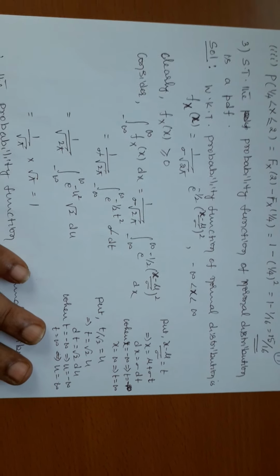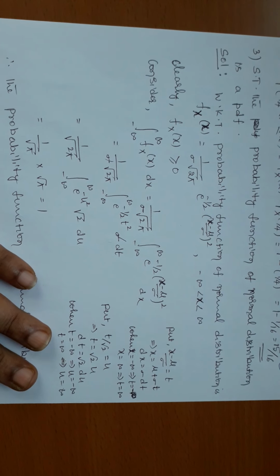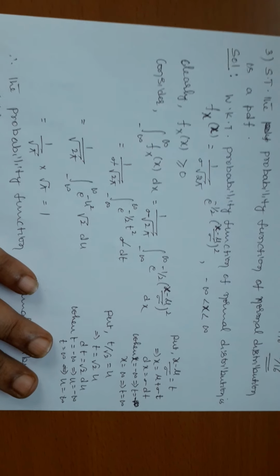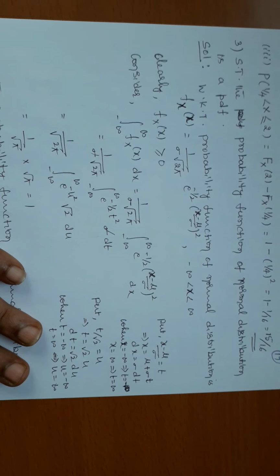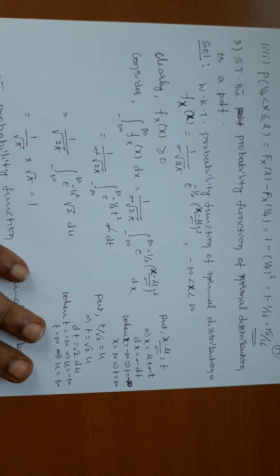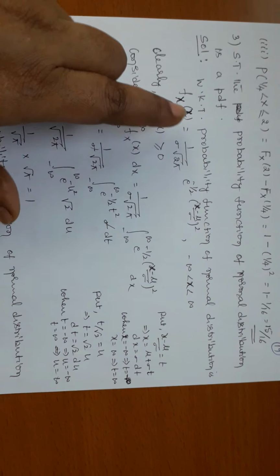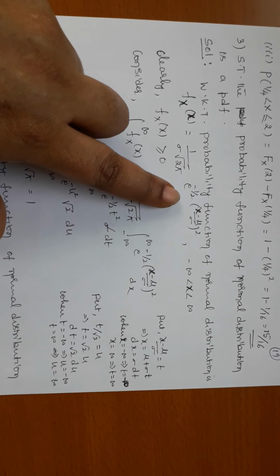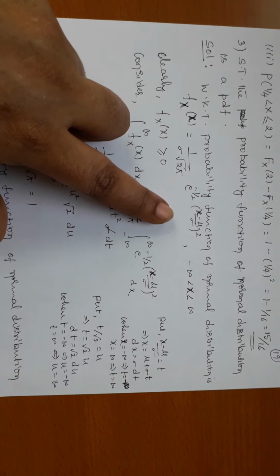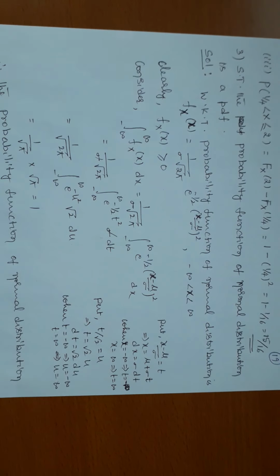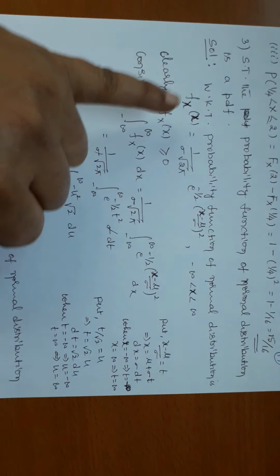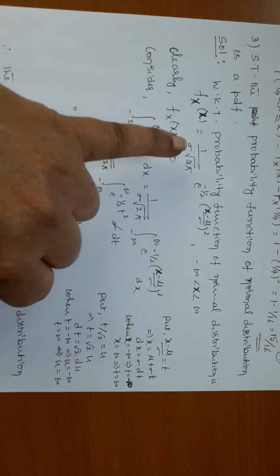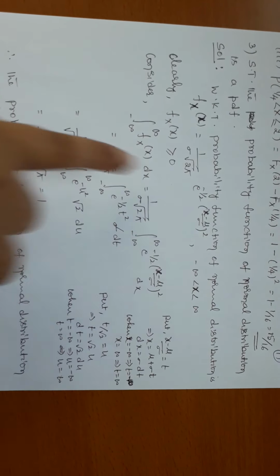I told you in the previous video that all probability functions we are going to verify in the problems, whether it is a PDF or not. In the examination they are going to ask the question: define the normal distribution and verify that it is a PDF. See, this is our probability function for the normal distribution, 1 by sigma root of 2 pi e power of minus half of x minus mu by sigma whole square, x ranges from minus infinity to plus infinity. Clearly, for this sigma, you already know that the standard deviation must be positive. Therefore, fx of x is clearly greater than or equal to 0.